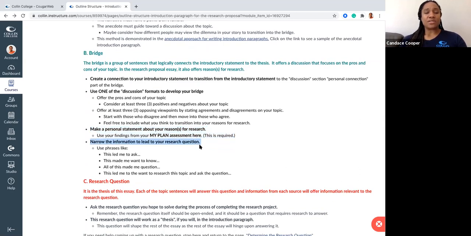Narrow the information to lead to your research question, right? So you can use phrases like this led me to ask, this made me want to know, all of this made me question, this led me to want to research this topic and ask the question. So you can copy and paste or use any of these phrases to guide into your reasons for research, okay? So your bridge includes a discussion, it includes your My Plan assessment, and it includes your personal reasons for research. All right. Are there any questions about the bridge of the introduction paragraph?